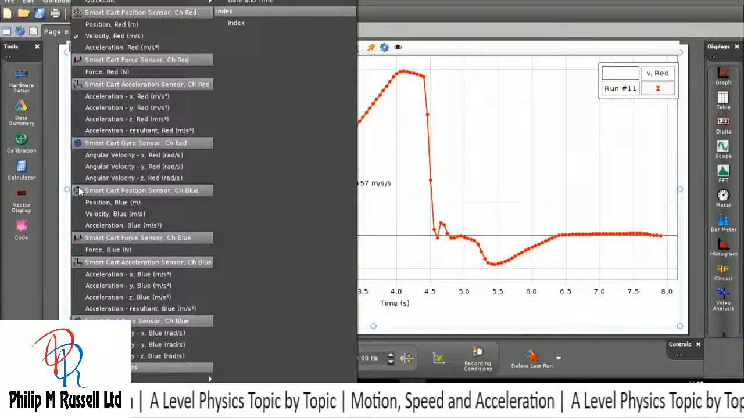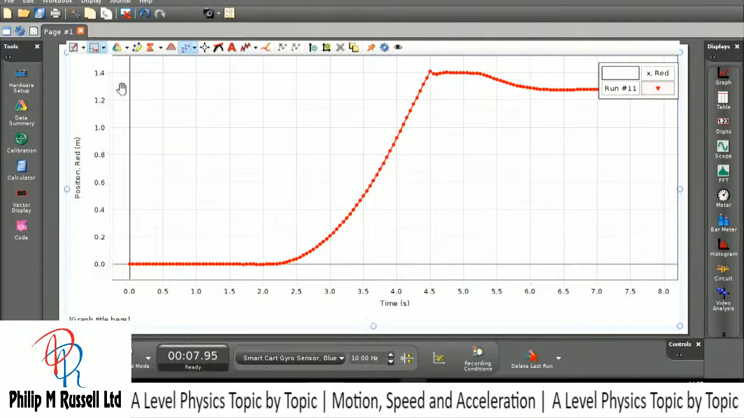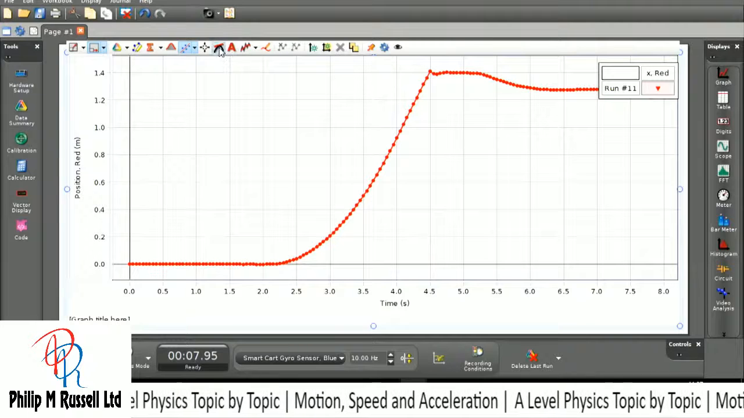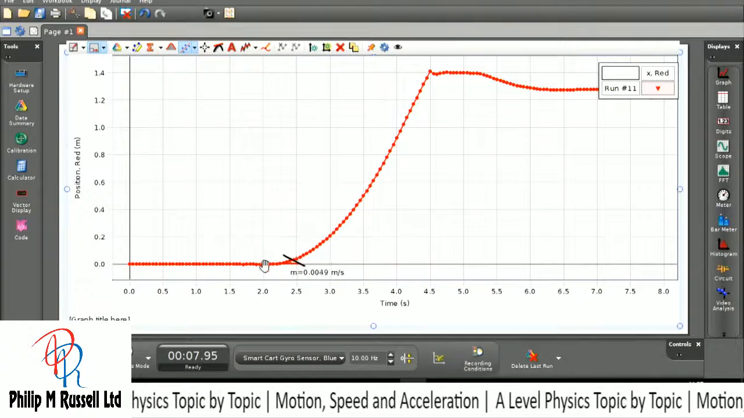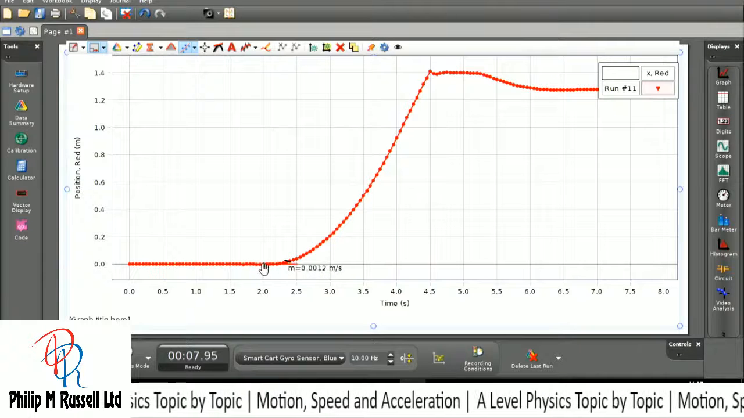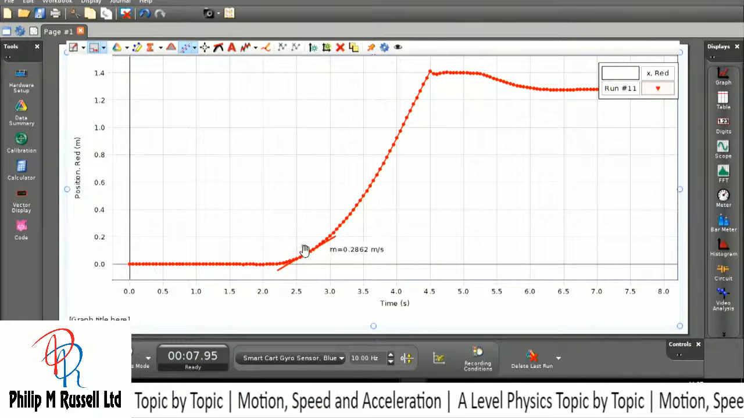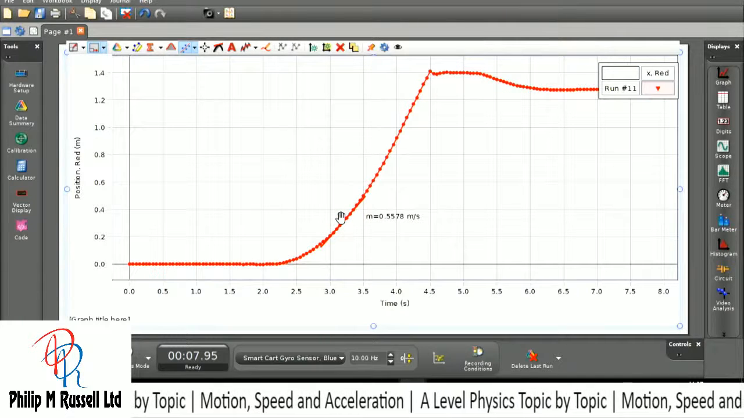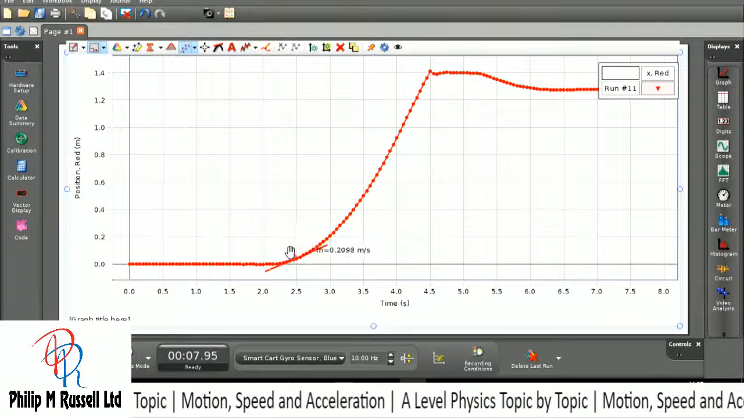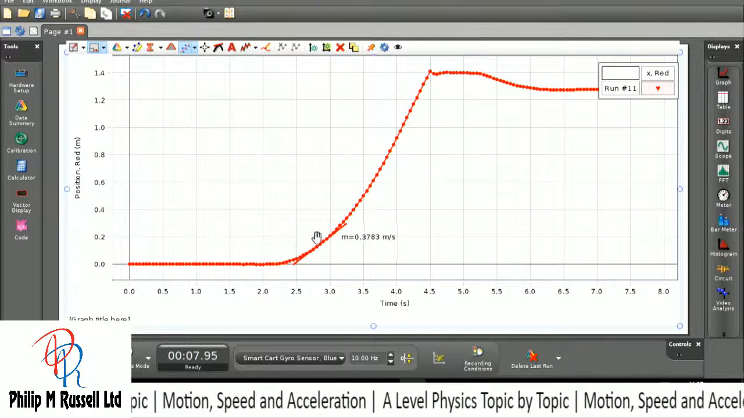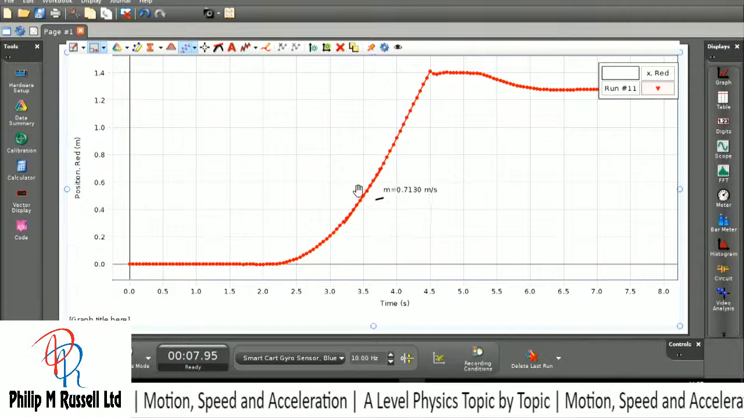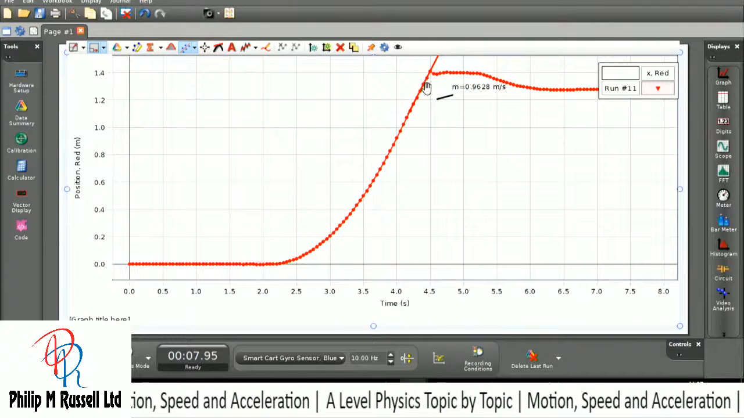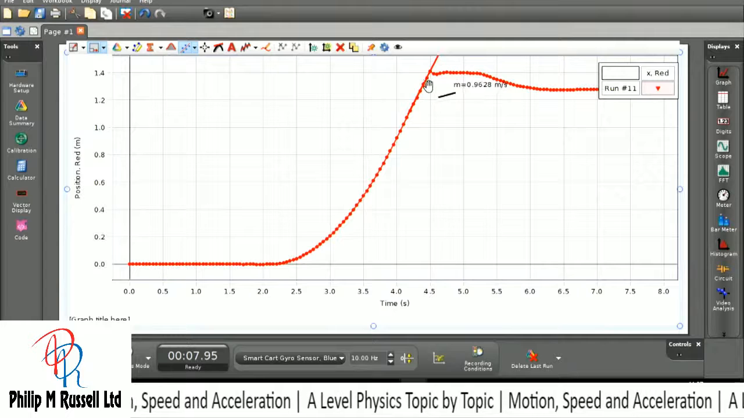And if we look at a graph of distance and time, we can see that our acceleration is just our change of velocity. So I can work out what my velocity is here, and I can work out what my velocity is here, and we can work out my change of velocity. It's still accelerating all the way up to there, so there's my acceleration over time.